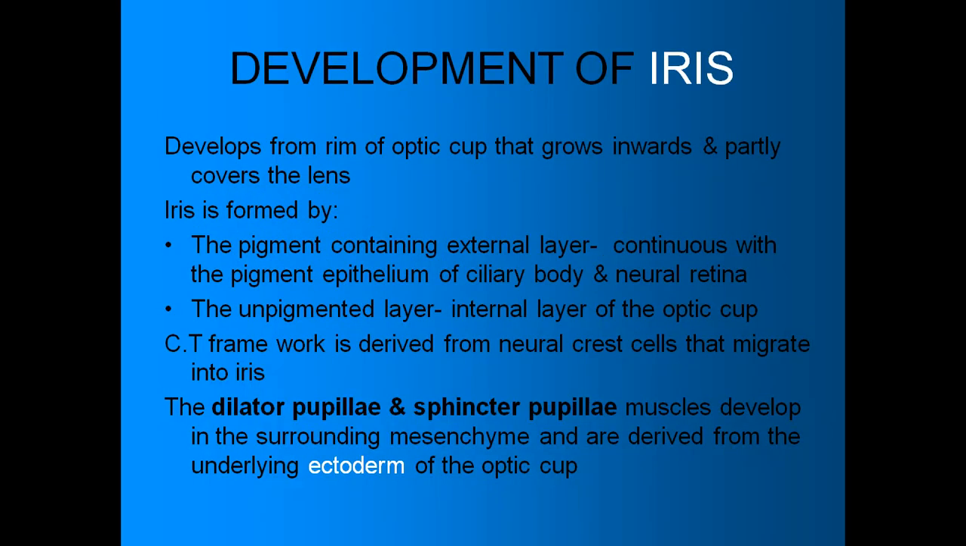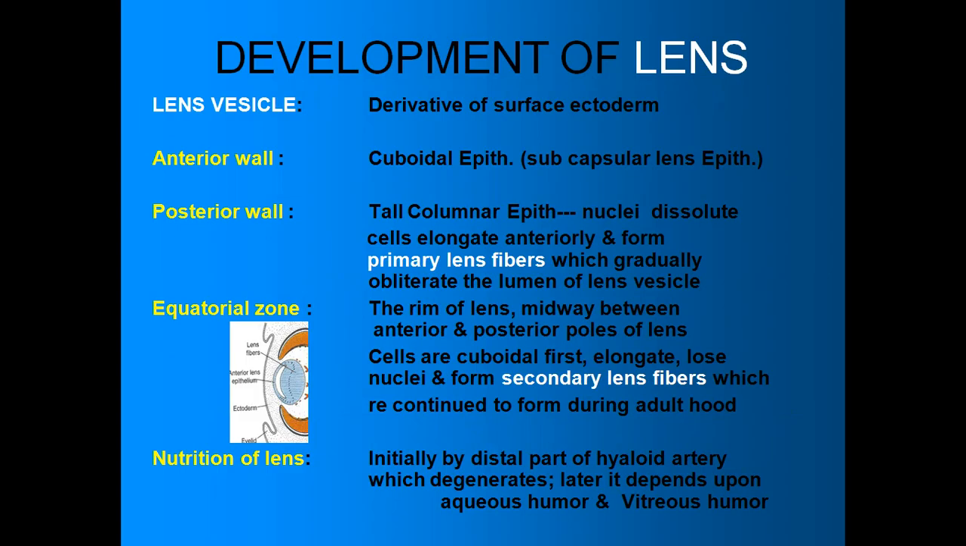So same thing is given over here. The unpigmented layer is derived from the inner layer of the optic cup, whereas the pigmented layer of the iris is derived from the outer layer of the optic cup. The connective tissue framework, just now I told you, is derived from adjacent mesoderm and the neural crest cells, whereas these two are very important. The dilator pupillae is controlled by the sympathetic nervous system, the sphincter pupillae by the parasympathetic nervous system. These muscles are developed from the surface ectoderm, which is just overlying the developing iris.